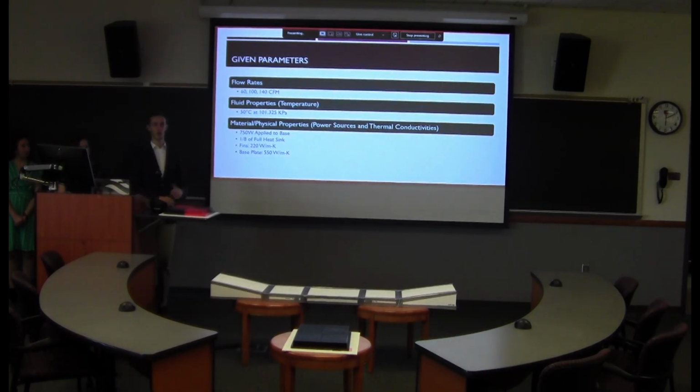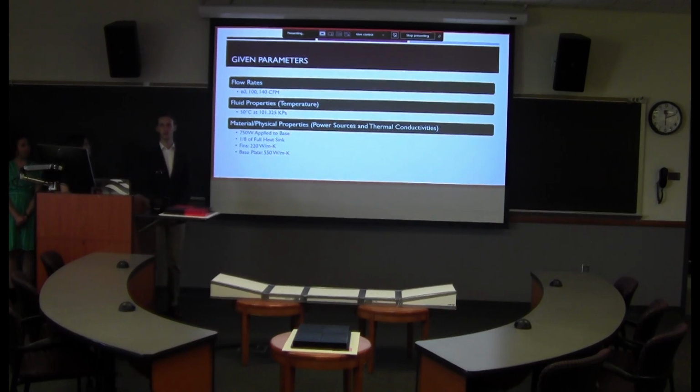Here are some of the given parameters that we used for our computational fluid dynamics and some of the stuff that BPMI gave us. All of our models were run at 60, 100, and 140 CFM, which means cubic feet per minute, if you don't know that. And then fluid properties, we were given an inlet temperature of about 50 degrees Celsius and inlet pressure of about 101 kilopascals, which is atmospheric pressure.